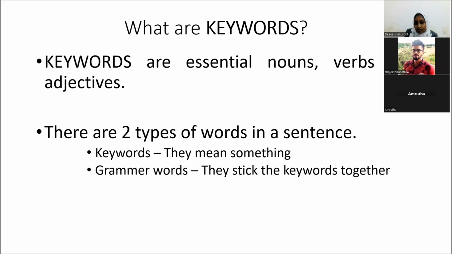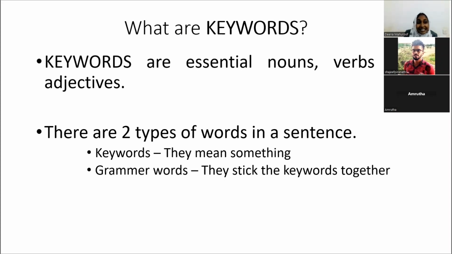So in a sentence you find 2 types of words. You find keywords and you find grammar words. Keywords mean something that makes sense. It makes meaning. For example, if I say computer, you know what computer means. If I say TV, you know what a TV means. Grammar words just stick keywords together to make sense.